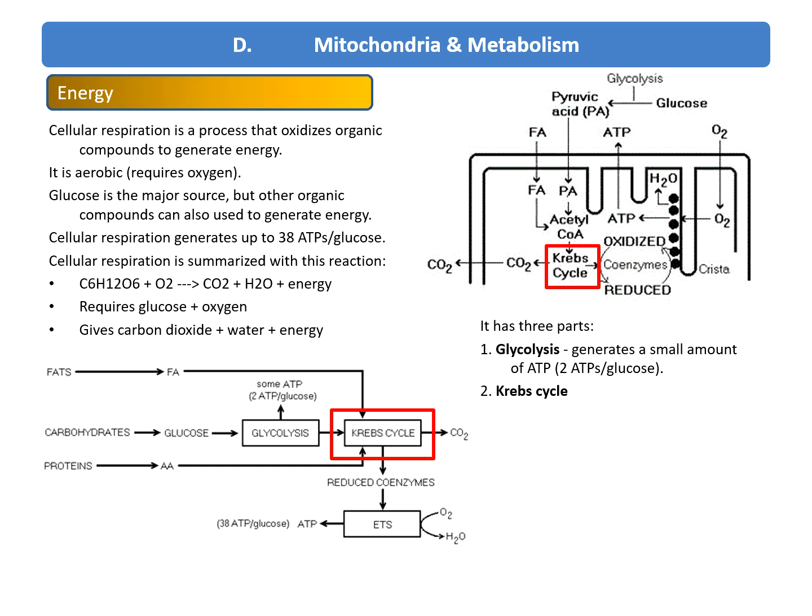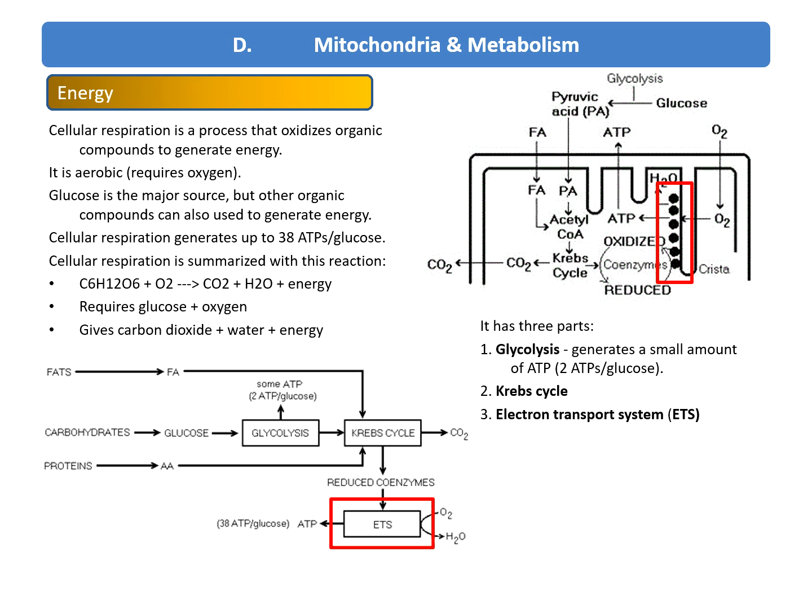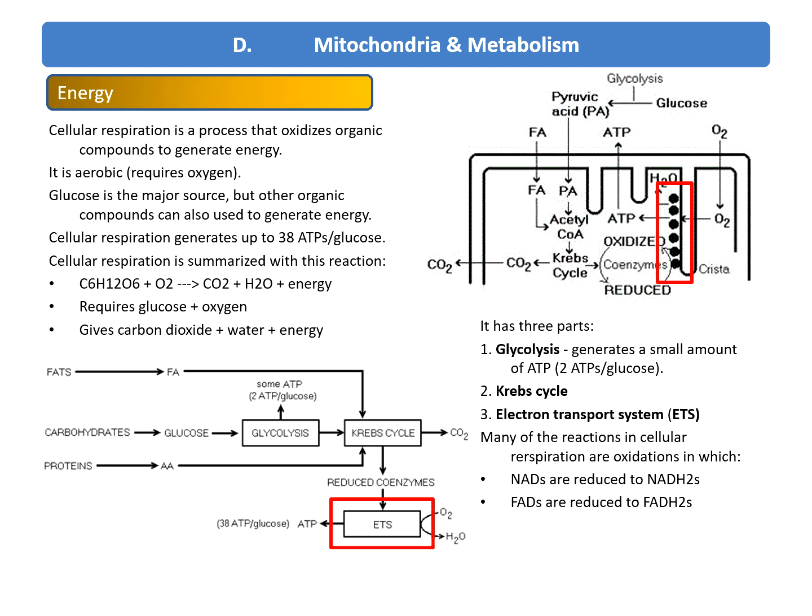The second is the Krebs cycle. This occurs inside the mitochondria. And the third is the electron transport system, ETS, also inside the mitochondria. Notice the black dots on the cristae. Those are components of the electron transport system. Many of the reactions in respiration are oxidations, in which NADs are reduced to NADH2s, FADs are reduced to FADH2s. We'll look at these 3 steps, as I mentioned, in order.